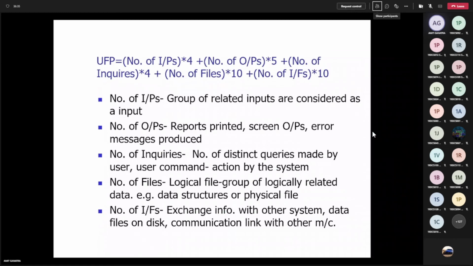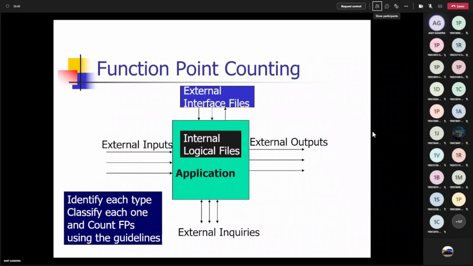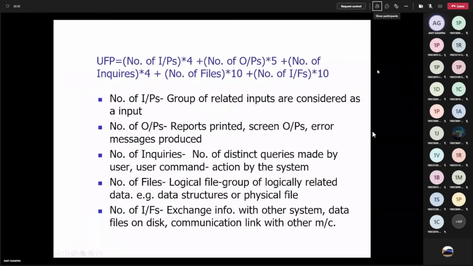Number of inputs into 4, plus number of outputs into 5, plus number of inquiries you can make into 4, plus number of files, that is your internal logical files, and number of interfaces, that is your external interface files, into 10.